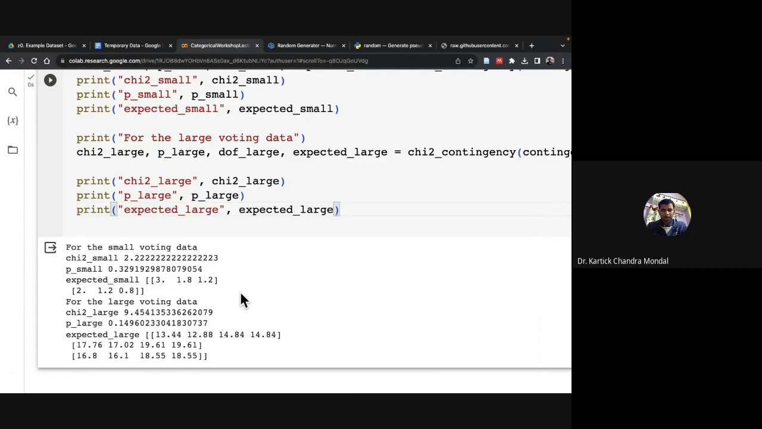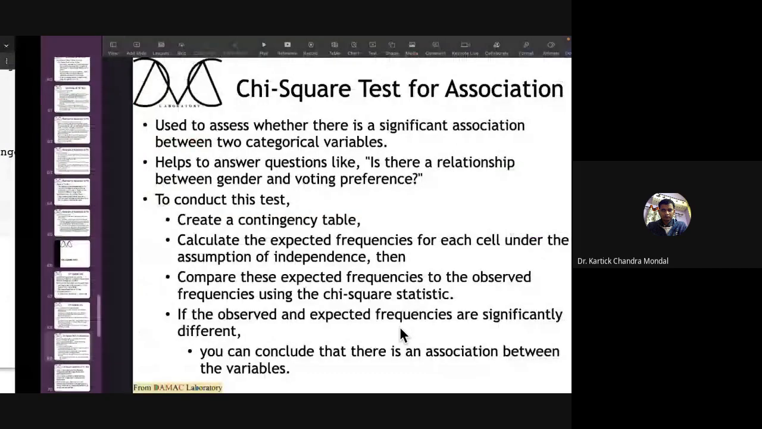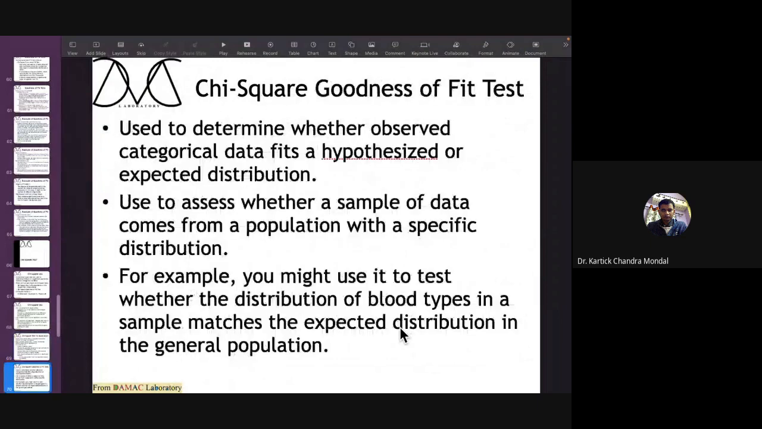So in this case, there is no association and there is more association between the two values. Why? Because both use the same random function to generate it. So this is what I can conclude from this chi-square test for association.